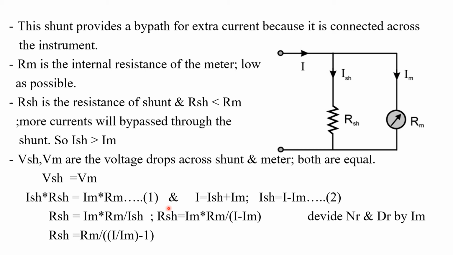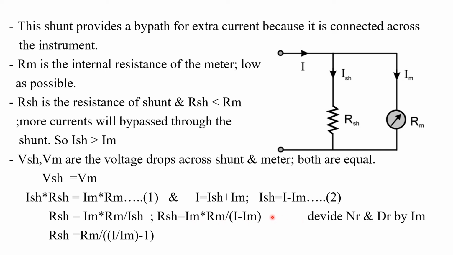Normally the voltage drop across the shunt is equal to the voltage drop across the ammeter. That means ISH RSH is equal to Im into Rm. But ISH is I minus Im. We will get RSH is equal to Im into Rm divided by ISH. If we put the value of ISH here, then we will get RSH is equal to Im into Rm divided by I minus Im.